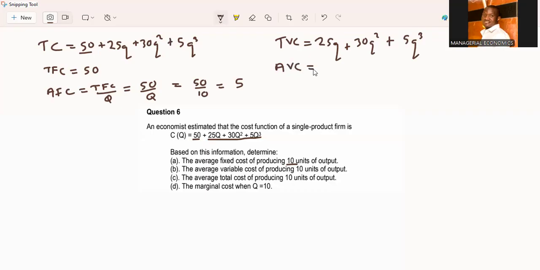What is the formula for the average variable cost? Total variable cost over Q. Good. So meaning we're going to spread the Q to all of these. 25Q over what? Q. Plus 30Q² over what? Q. Plus 5Q³ over what? Q. What remains our answer? The average variable cost.